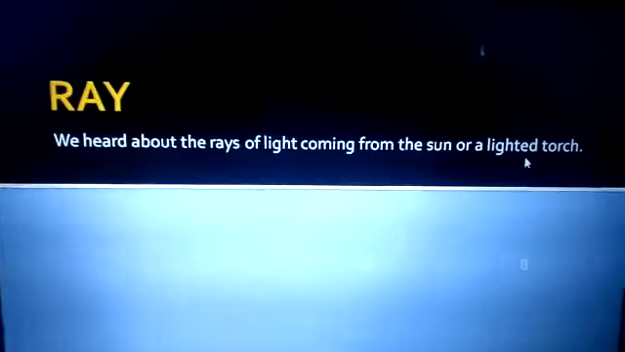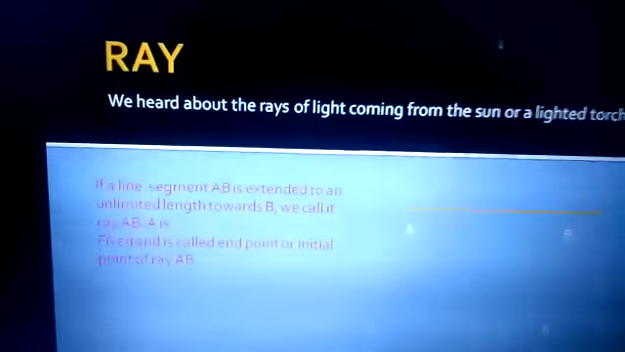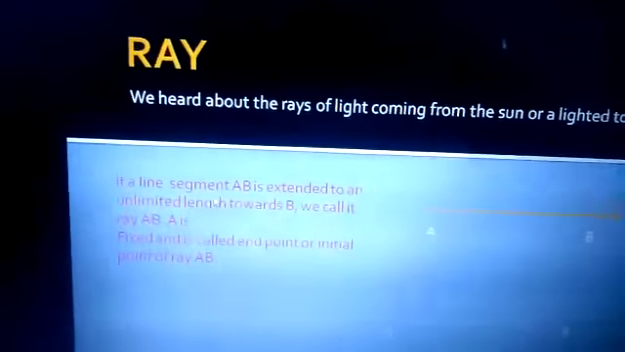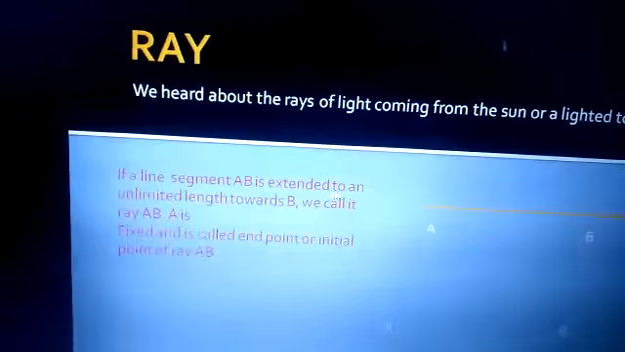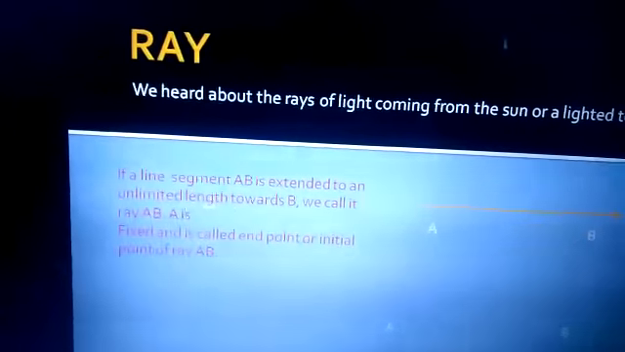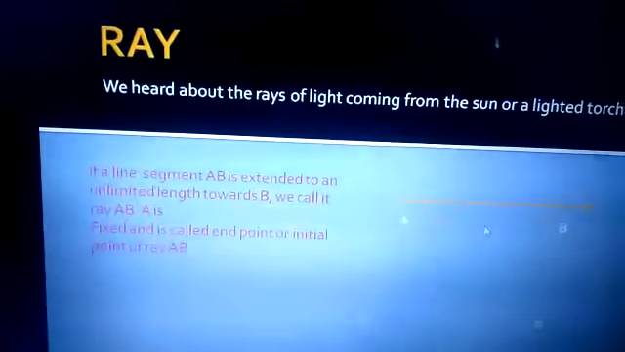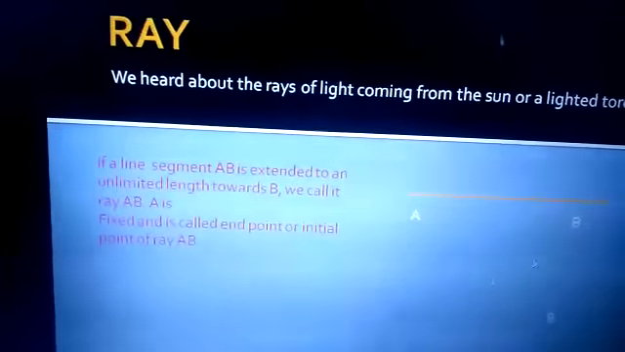Let us know about ray. As we heard about the rays of light coming from the sun or a lighted torch, these are the examples of ray. A line segment AB is extended to an unlimited length towards B. Here B is the extended side. This is called a ray AB.